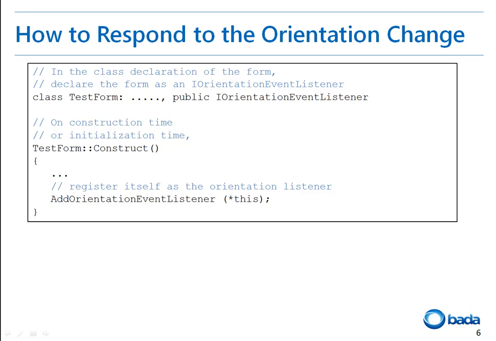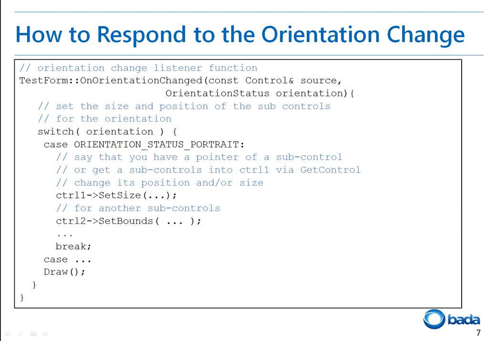First, to make the form react to a change in the orientation of the terminal, you have to set the form as a subclass of the iOrientation event listener. Then, you need to register this object in the construct function of the form by using the orientation event listener of the form. After registering this to the listener, if the orientation of the phone is changed, the onOrientationChanged function of the listener object is called. At this time, the current orientation of the phone is provided as an input parameter.